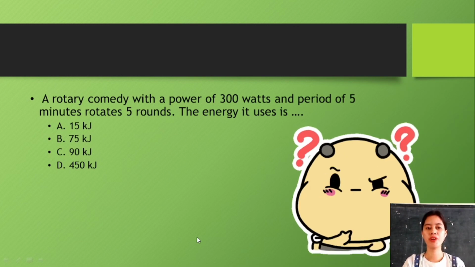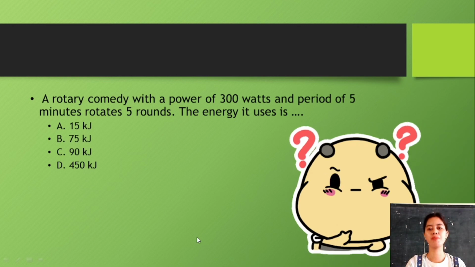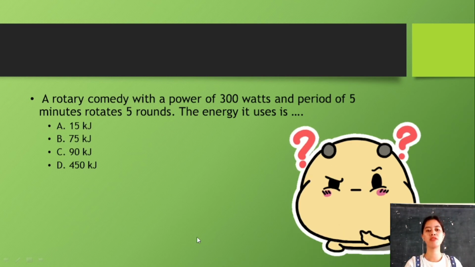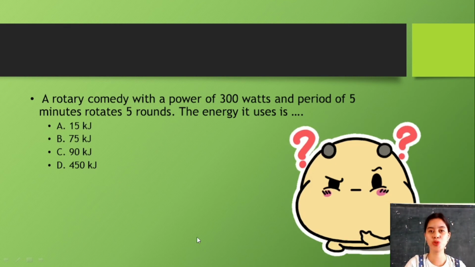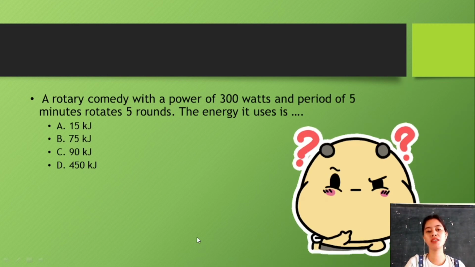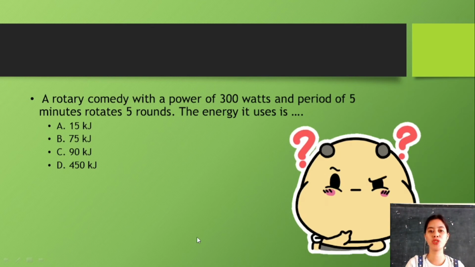Problem number 4. A rotary comedy with a power of 300 watts and period of 5 minutes rotates 5 rounds. The energy it uses is A. 15 kilojoule, B. 75 kilojoule, C. 90 kilojoule, and D. 450 kilojoule. So what do you think is the answer?